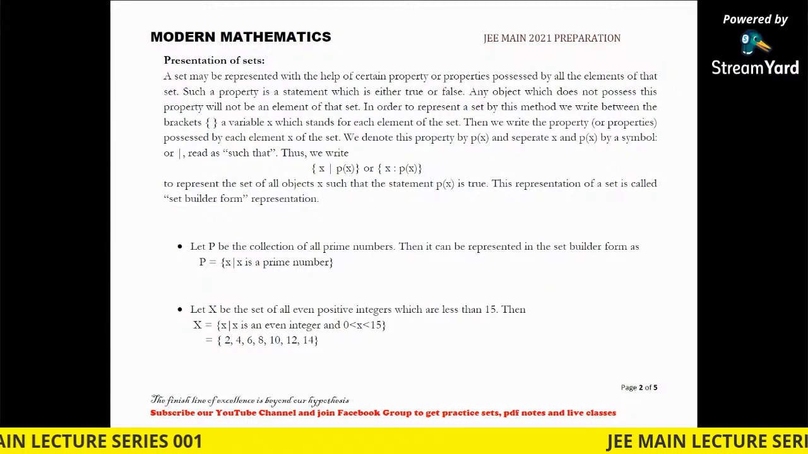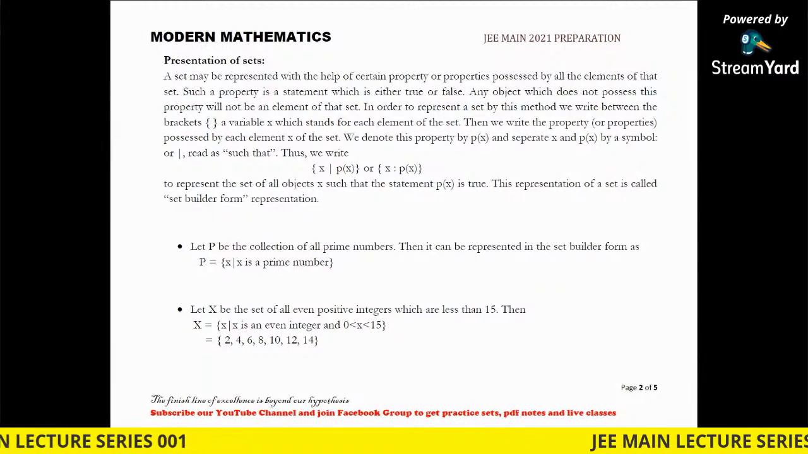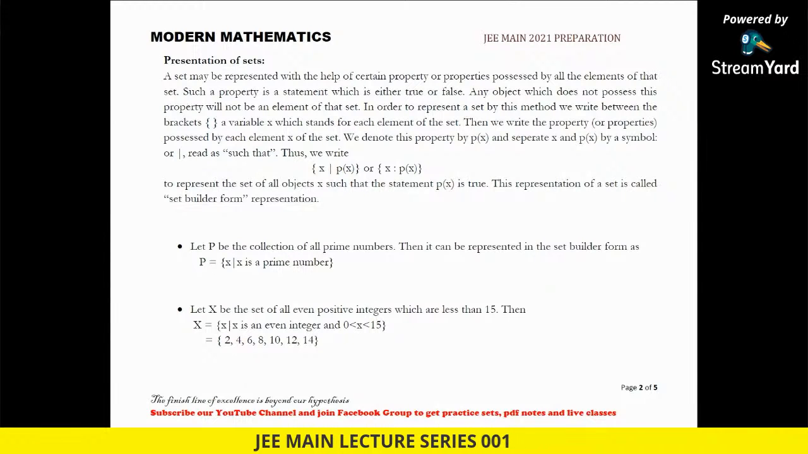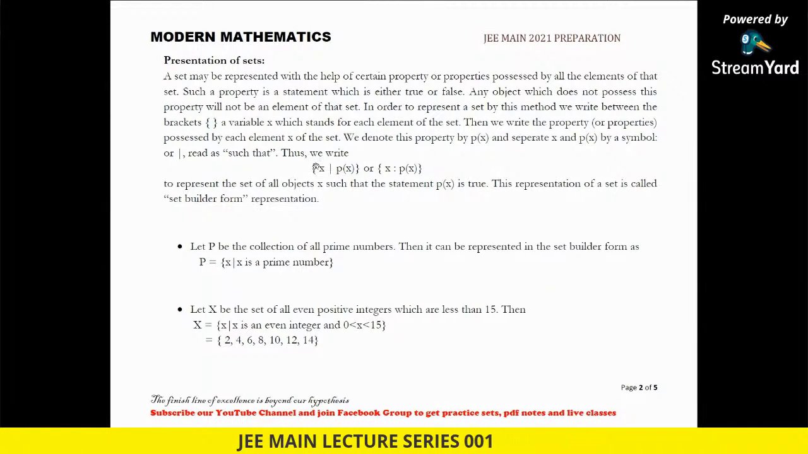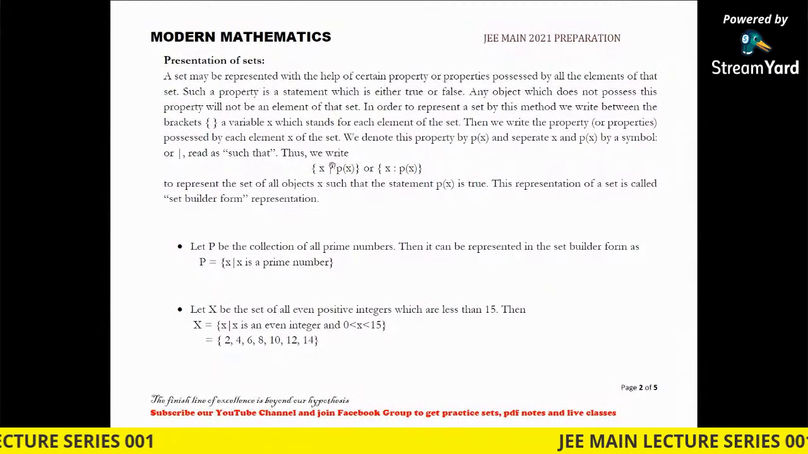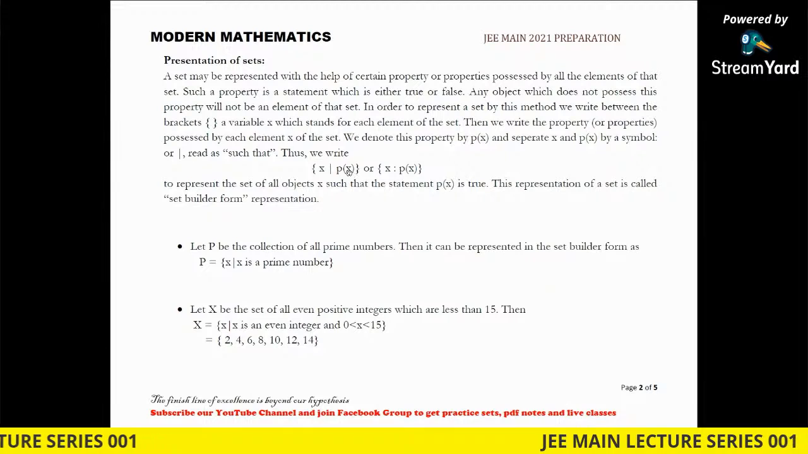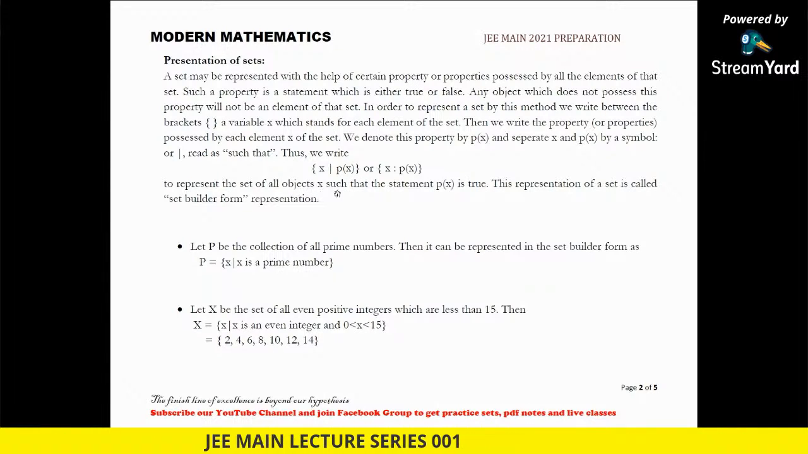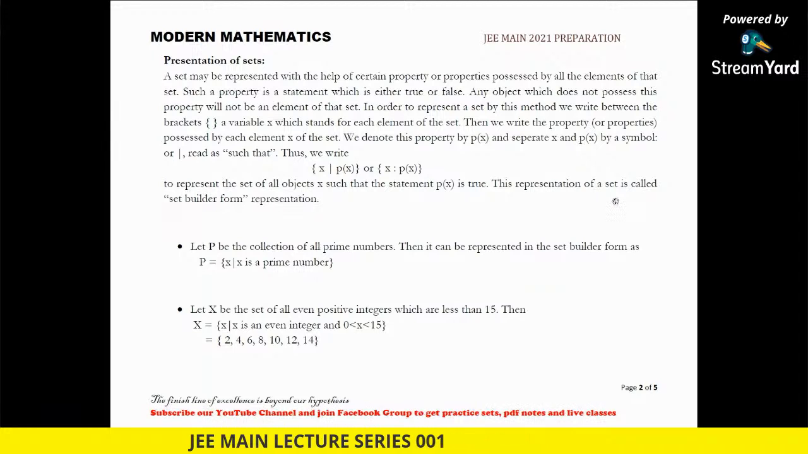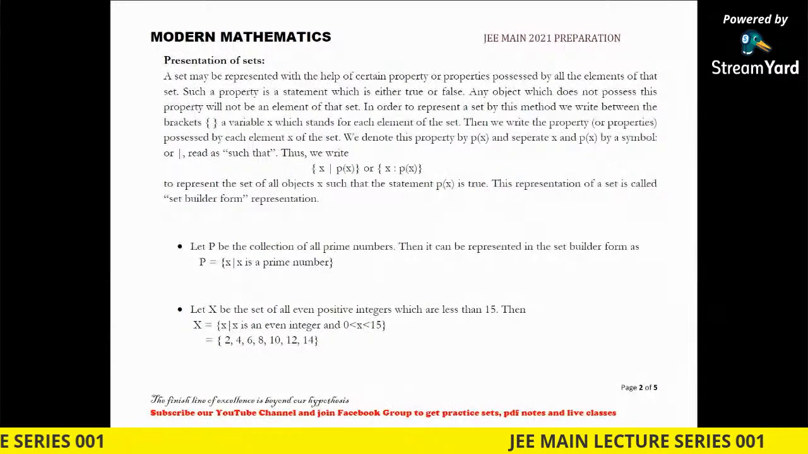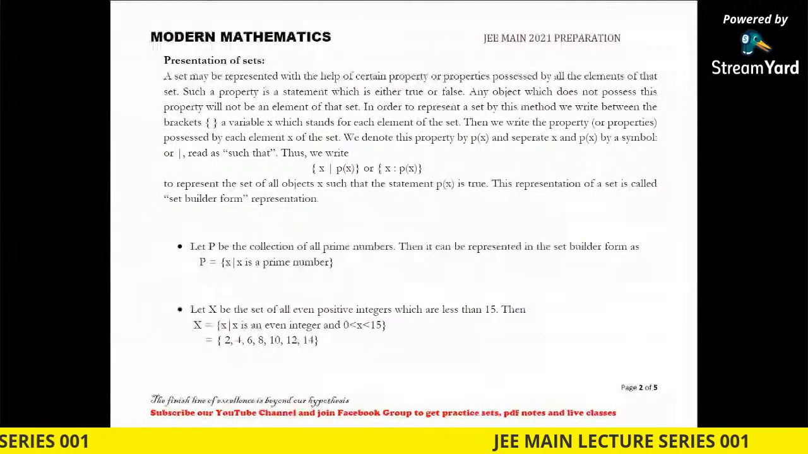We denote this property or properties by p(x) and separate x and p(x) by a symbol, a colon or a perpendicular line, read as "such that". Thus we write the set in brackets, with x separated by a perpendicular line or colon from p(x), the statement. This presents the set of all objects x such that the statement p(x) is true, and this presentation is called set builder form representation. That means there are two representation forms: one is the elementary (roster) method, and the other is the set builder method.